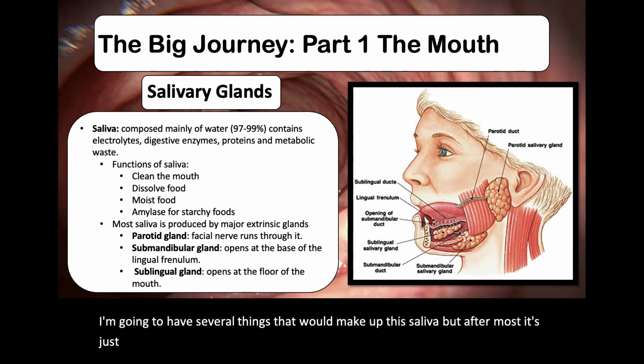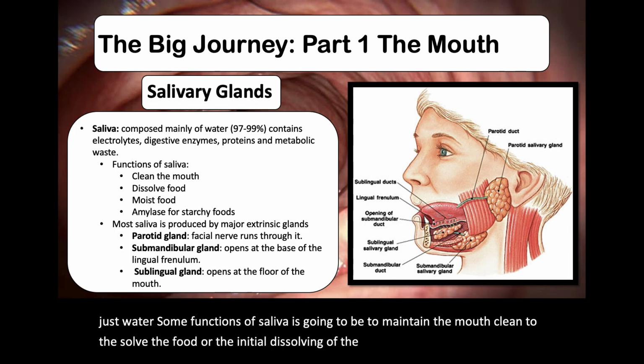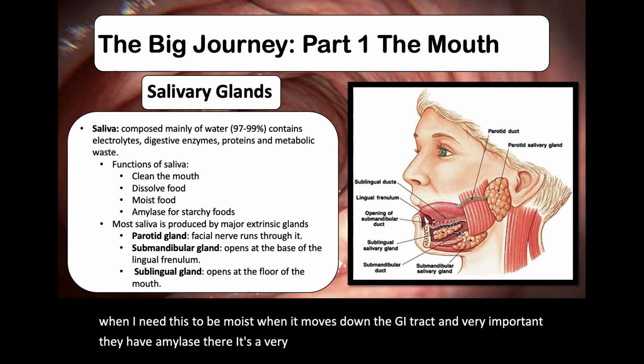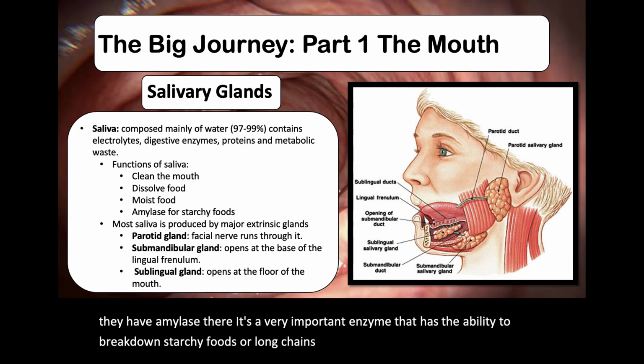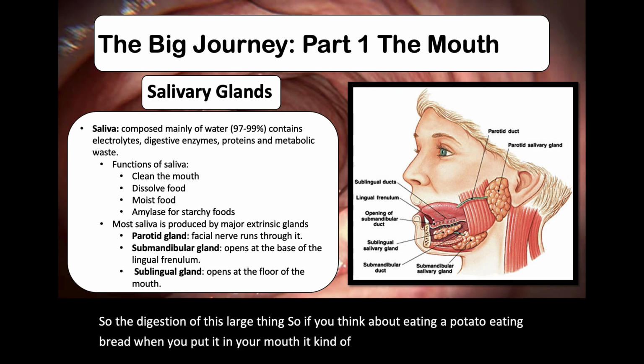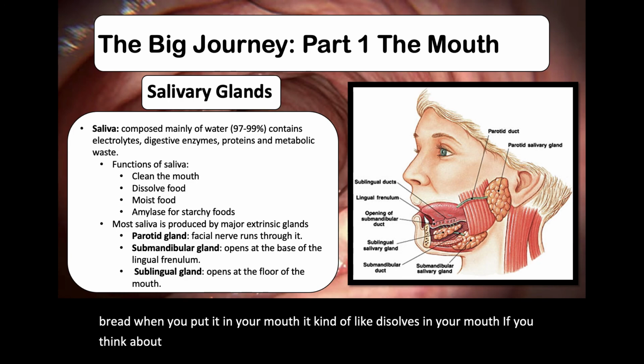Some functions of saliva are to keep the mouth clean, to begin dissolving the food, and to moisten the food, because I need it to be moist when it moves down the GI tract. And very important, I have amylase there. It's a very important enzyme that has the ability to break down starchy foods or long chains of carbohydrates. So if you think about eating a potato or bread, when you put it in your mouth, it kind of dissolves in your mouth. One of the reasons this happens is that amylase is there and it can break down food even further.